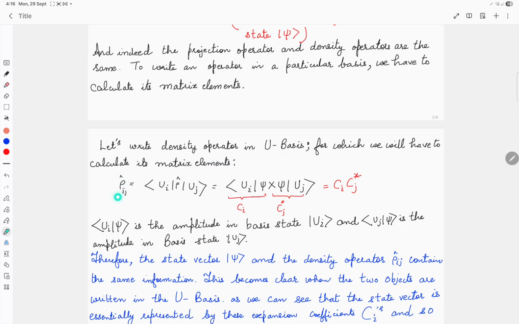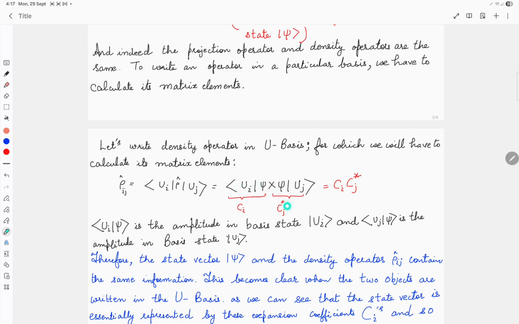We know that given an operator, with i and j, an operator is basically a matrix. So given a matrix with the i index representing the row number and the j index representing the column number, the matrix elements are given by this factor: ket ui, bra ui, and ket uj. And if we substitute the value of rho, we can express it like this.